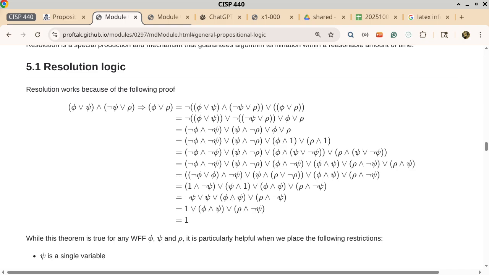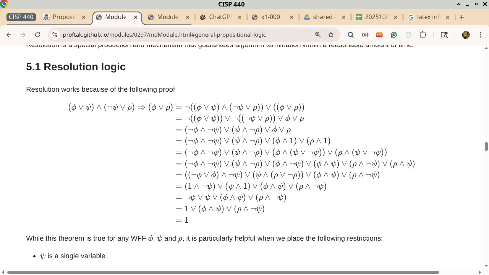And then from here to here, I can look at not phi or phi as true. I can also look at rho or not rho as true. So we simplify this disjunction into just true. We simplify this disjunction also to just true. And then we simplify again because true and whatever is just whatever. Whatever and true is just whatever.